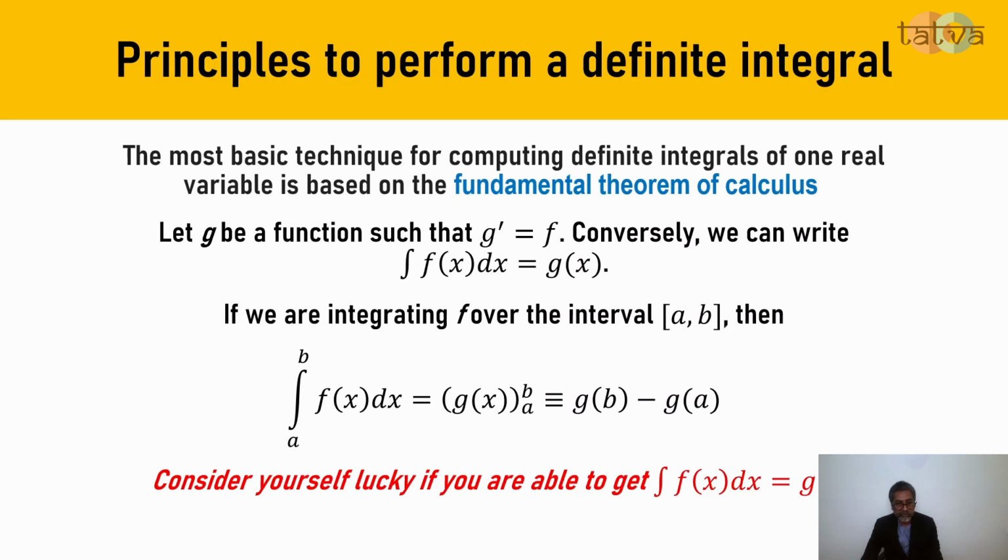You integrate f of x from a to b, and then the output is g of x, then apply the limits a to b. Obviously, you know that the upper limit first gets substituted, then the lower limit gets substituted, then you take the difference. And you must consider yourself very lucky if you are able to get g of x by the integration of f of x. In higher mathematics, we cannot always guarantee that it is easy to find the integral of f of x. But if you can do it, that means the fundamental theorem of calculus is in action.